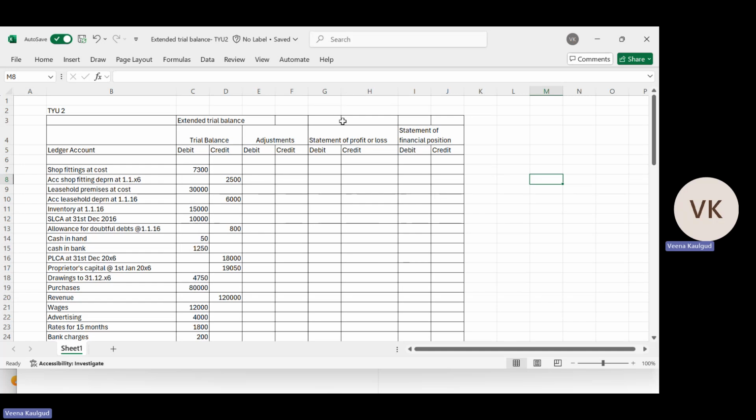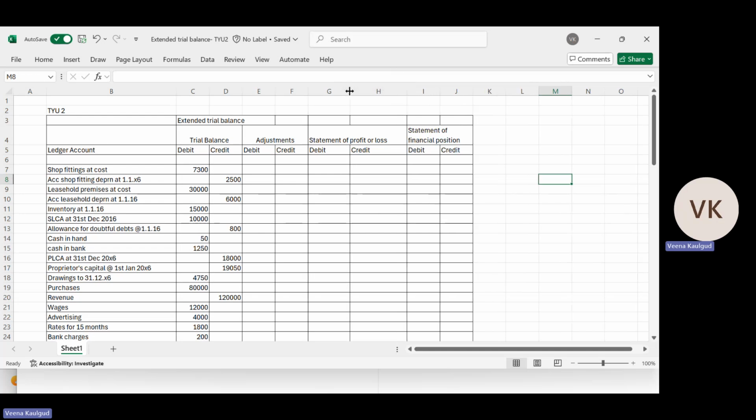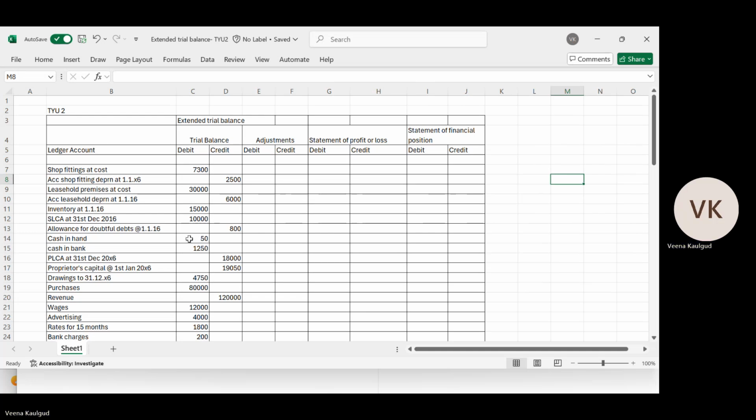So our task is this particular question has some adjustments or some errors which happened after the end of the year, after the close of the year. So what we have to do is do the journals, and then start recording the journals on this particular extended trial balance. And we also have to record the original trial balance and then move them to the statement of profit or loss or statement of financial position.